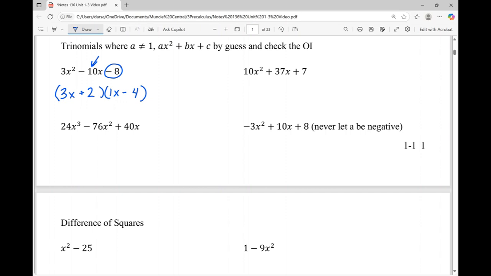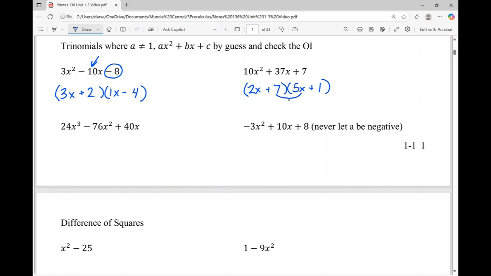Let's try this again. So what two numbers multiply to 10? Well, the two easy ones that I can think of are 2 and 5. And then what two numbers multiply to 7? Well, the only thing I can think of is 7 and 1. So I'm going to put the 7 here and the 1 here. And since this is a plus and this is a plus, everything is a plus, we're just going to use plus signs, and we're going to check our OI.